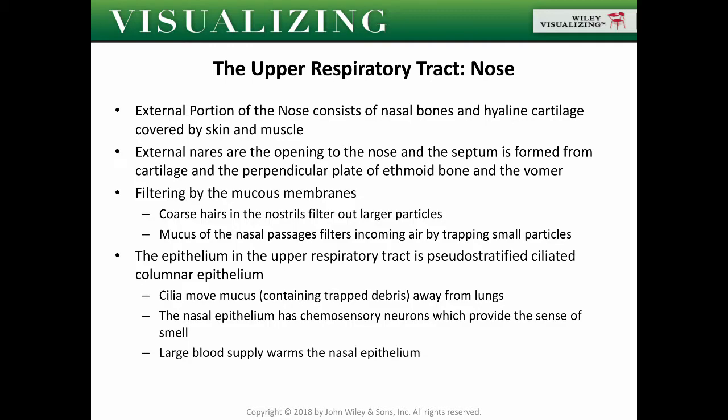So, the external portion of the nose consists of our nasal bones and the hyaline cartilage, the soft squishy part that we touch on our faces, which is all covered by the skin and muscle. So, the external nares are the openings of the nose, and the septum is the line at the middle, dividing the two nares. It is formed from cartilage and the perpendicular plate of the ethmoid bone and the vomer.